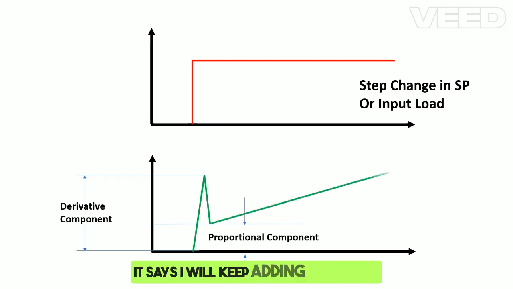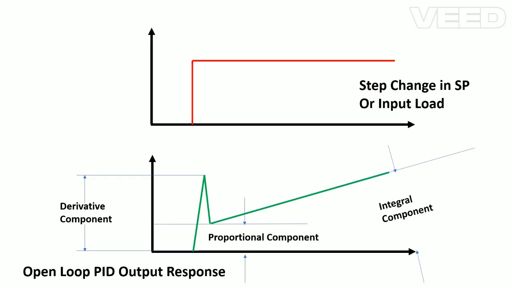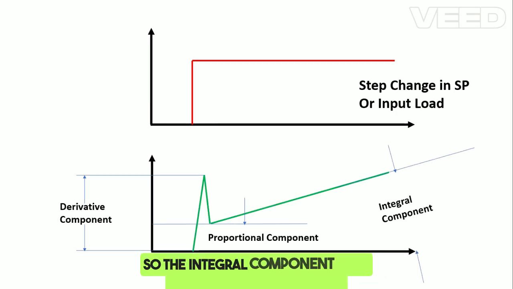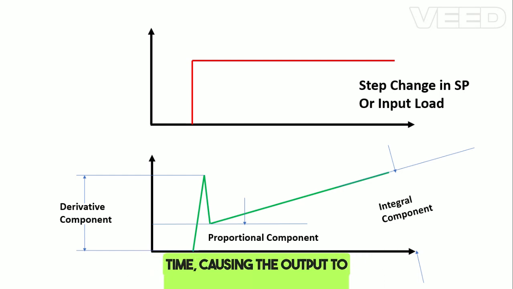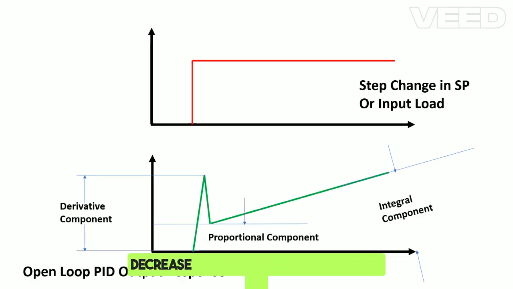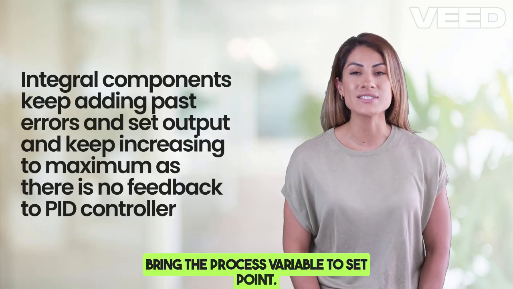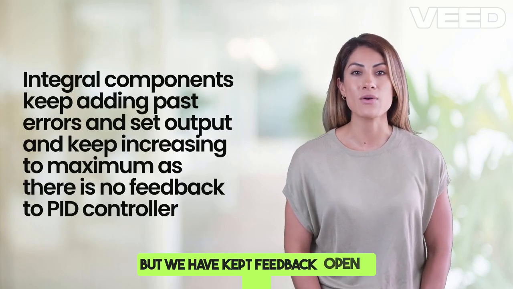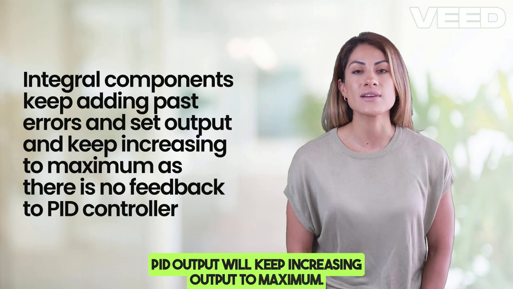It says I will keep adding past errors for a period of time you set, I mean integral time. So the integral component keeps accumulating error over time, causing the output to continuously increase or decrease like a ramp effect, and tries to bring the process variable to set point. But we have kept feedback open, so the PID output will keep increasing output to maximum.